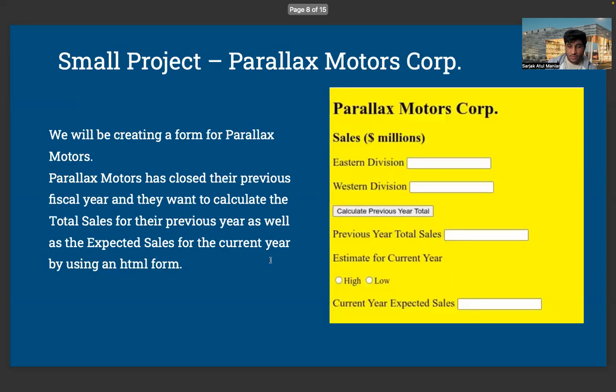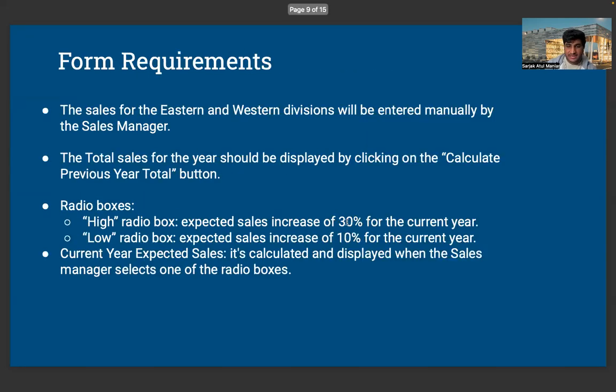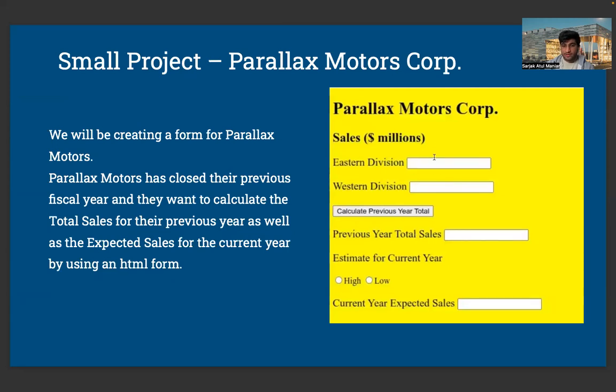And after that, once we are done getting all the details and calculating the previous year total, for the current year expected sales we just have to calculate that final value, right? So it's calculated and displayed when the sales manager selects one of the radio boxes. For the above two input fields we were able to calculate the previous year total sales, but ahead, to calculate the current year expected sales, the user needs to select one of the radio buttons, and then we would be able to get the final intended output, right?